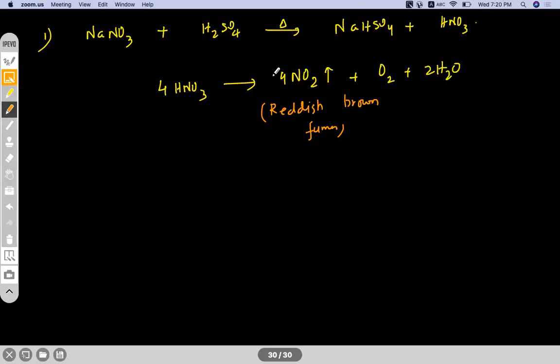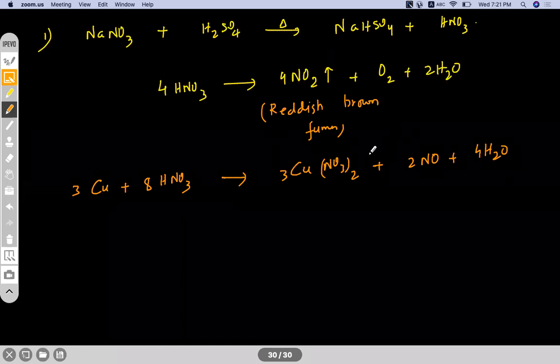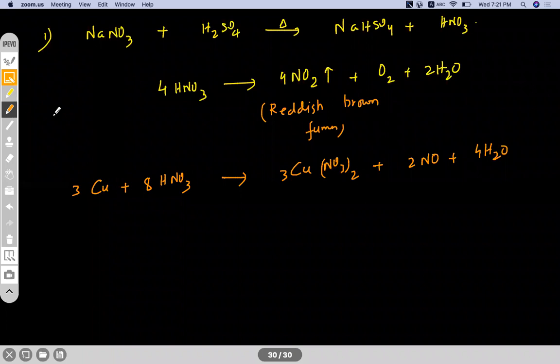Now if you heat this HNO3 with copper, it forms copper nitrate, that is Cu(NO3)2 plus NO and H2O. Balanced reaction, if I write down, it is 3 here and then 8 and 3. This is the reaction we have. Because of the formation of copper nitrate, the solution turns blue.